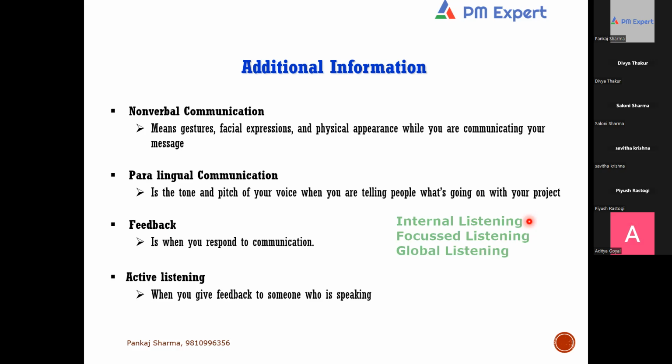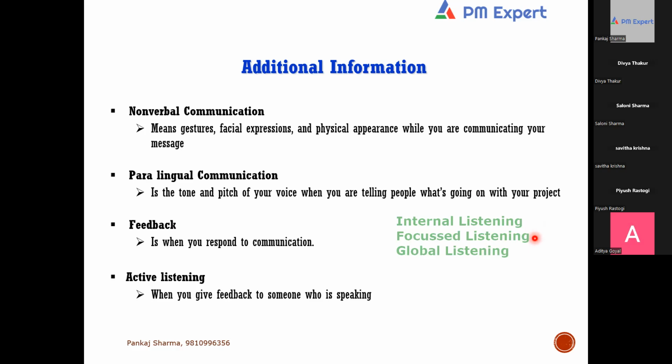You are not connecting with the person who is speaking to you. Now, the second level is focused listening. In focused listening, you try to empathize with the person who is actually communicating with you. You try to connect with that person. That is focused listening. You're more engaged.